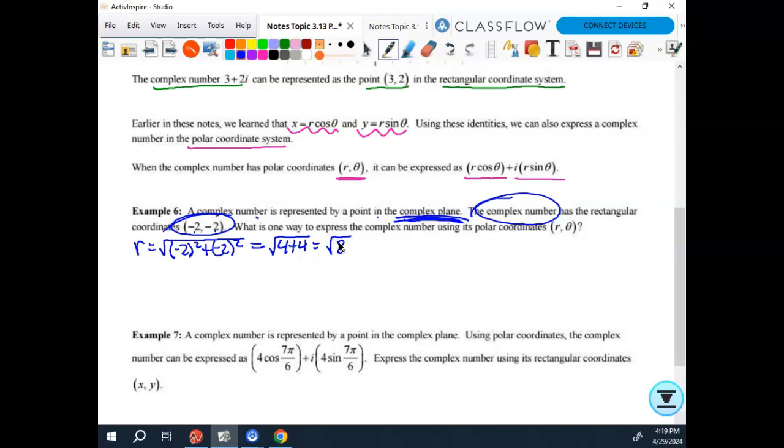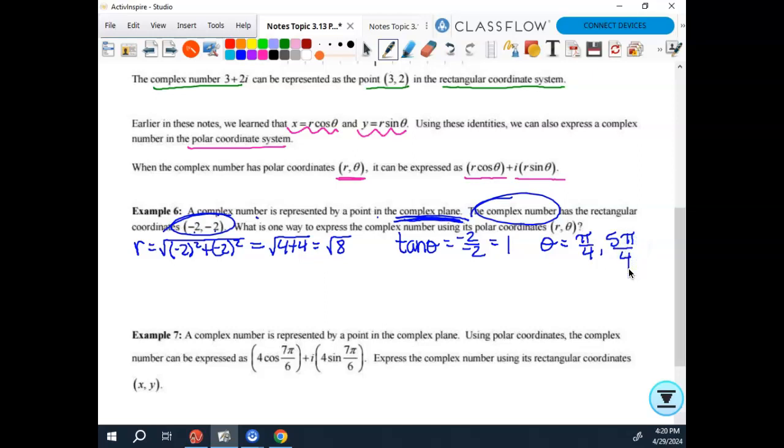Then to find theta, we need the tangent inverse of this. So the tangent inverse of -2 over -2, or actually, I think I said that tangent theta equals -2 over -2. So that means that tangent theta is equal to 1. So then we want to know from 0 to 2 pi, when does tangent equal 1? Well, our angles are pi fourths and 5 pi fourths.